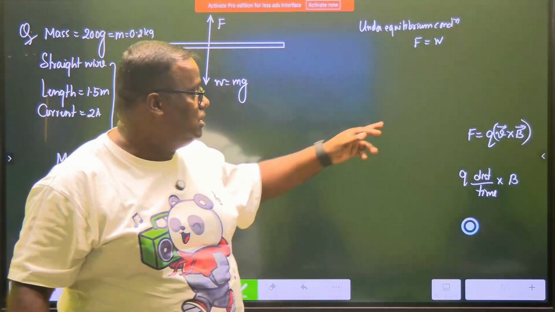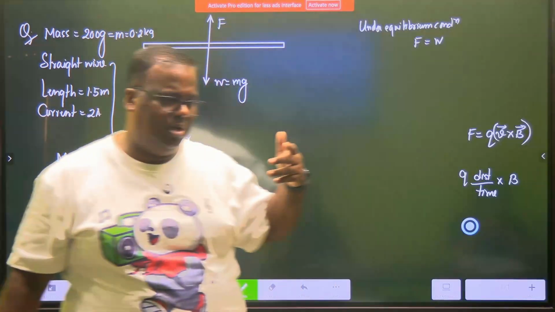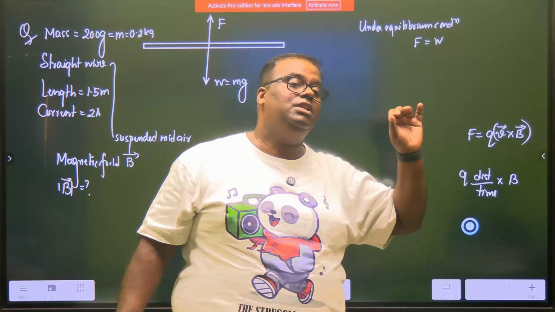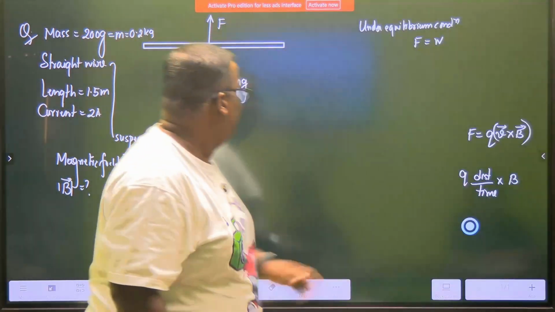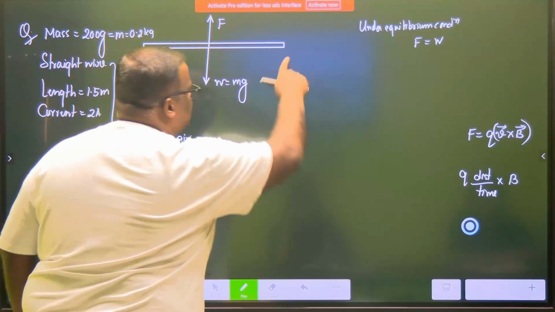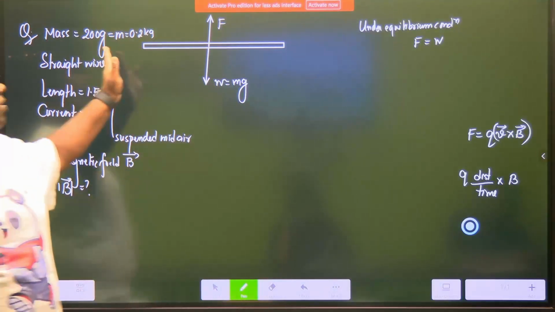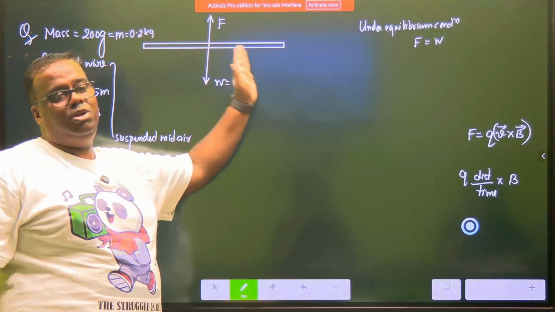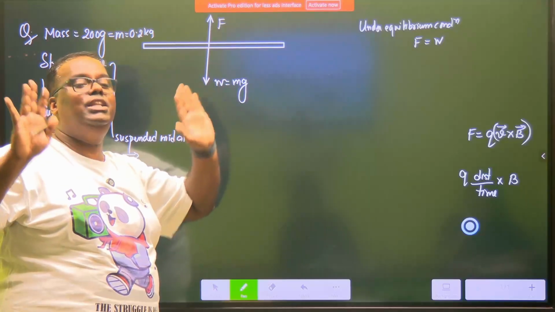See, this is the formula for force experienced. Another way to appreciate this is that it is the formula for force experienced by a single charge. But here we are having how many charges? Millions of charges. So the force experienced by this conductor is the force experienced by all the charges, you should add all the charges, and it is actually over the length of the conductor.